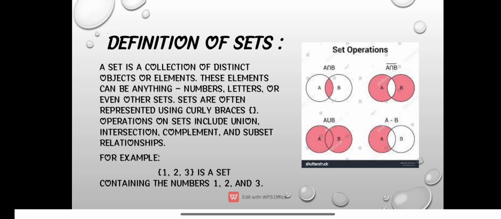Operations on sets include union, intersection, complement and subset relationships. For example, {1, 2, 3} is a set containing the numbers 1, 2, and 3 as elements. So there are 3 elements in this set. The elements might be numbers or anything.